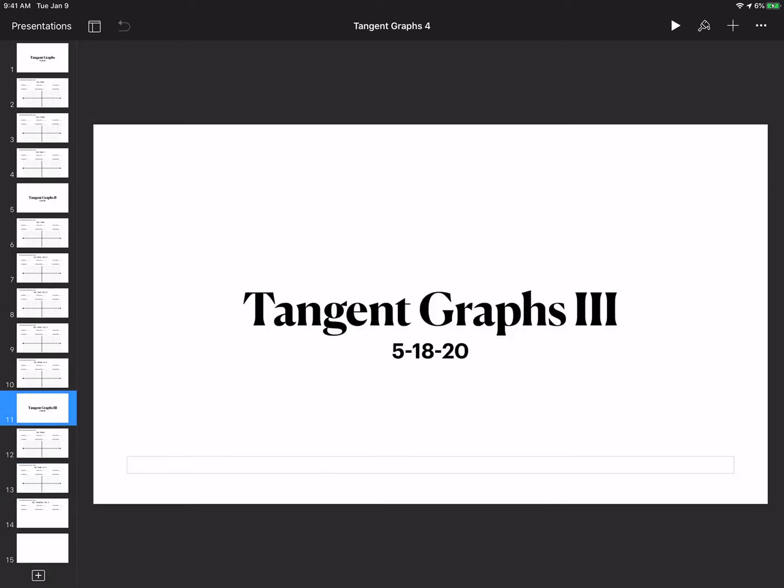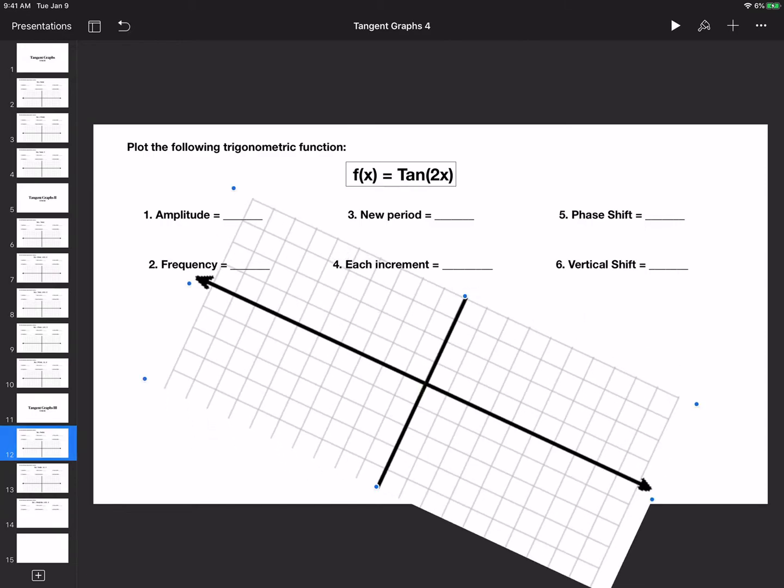Hello class. For today we're going to be going over tangent graphs for the third time. We are going to incorporate period and how that impacts the graph, how we make the increments and those kinds of things. Because we have done how we deal with the period and frequency and overall increments as to how we make our x scale, it should not be too difficult as before. First, I want to go over the basics here.